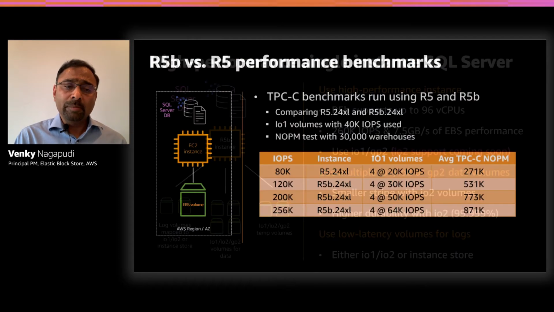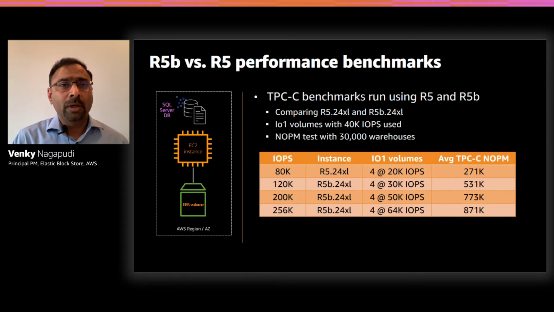So with this being your optimal configuration, how does it all look when we run some performance benchmarks? Let's take a look at that. So what we did was we ran TPCC benchmarks against both R5 and R5B. Now TPCC happens to be a fairly simple and useful tool to evaluate the performance of transactional databases. So we created a SQL Server database using 4 IO1 volumes. We created 30,000 warehouses out of them. And then we ran what is called the new orders per minute, or the NOPM metric test. And this is a platform independent metric that you can use to gauge how well your database is doing.